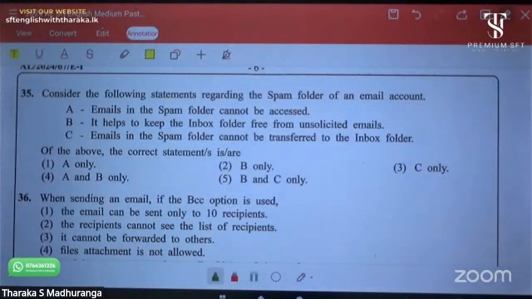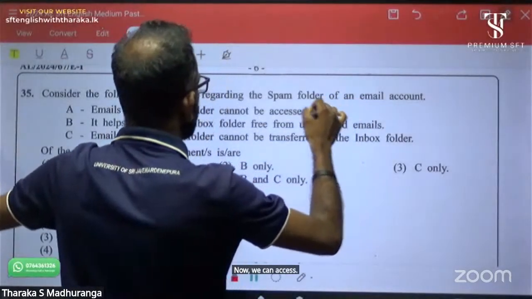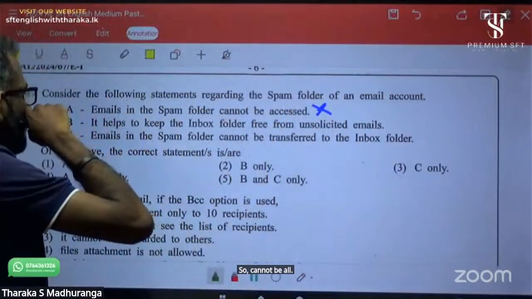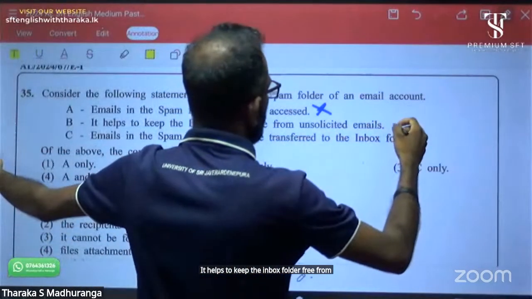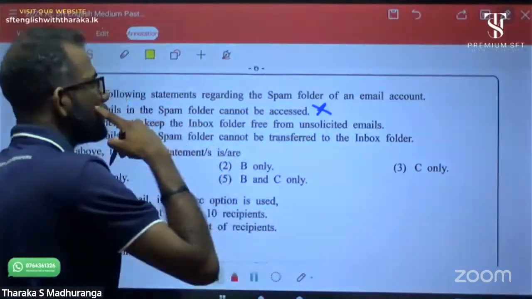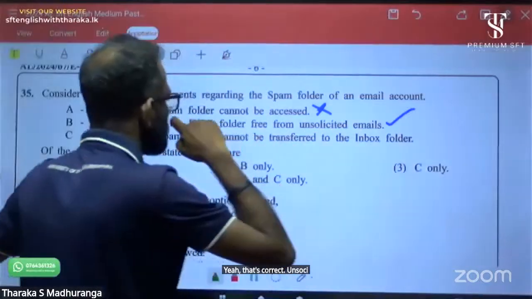Consider the following statements regarding the spam folder in email. Emails in the spam folder cannot be accessed. No, we can access them, so that is wrong. It helps to keep the inbox folder free from unsolicited emails. Yeah, that's correct. We can protect ourselves from unsolicited emails.